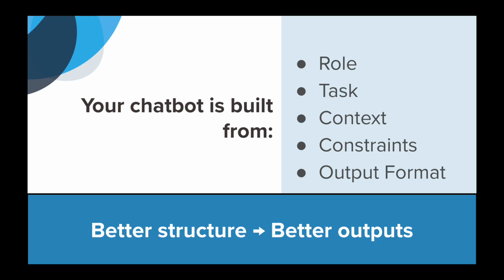This is the core idea. The quality of AI output is directly tied to the structure you provide. These 5 components give you control over how the system behaves. When they're missing, results become inconsistent. When they're clear, results improve significantly.